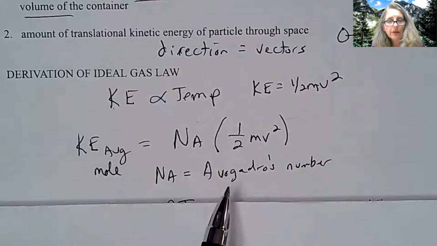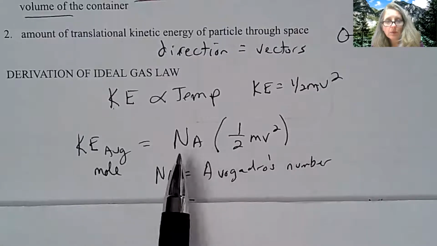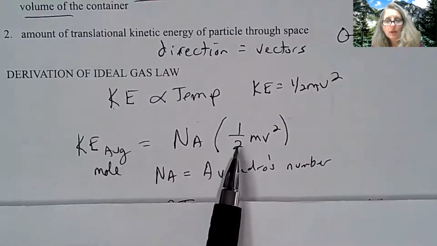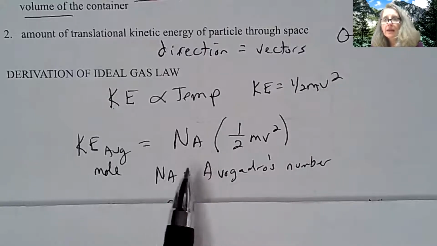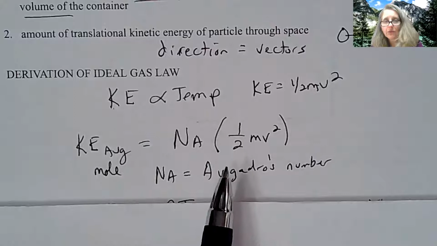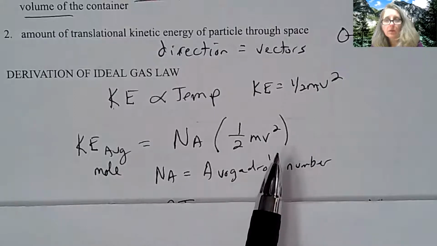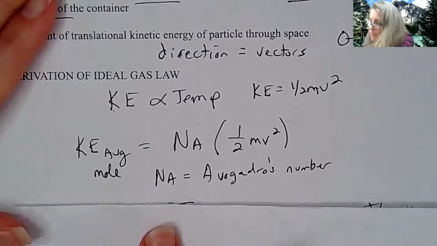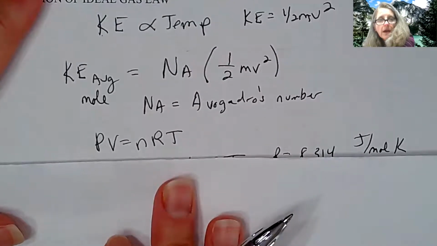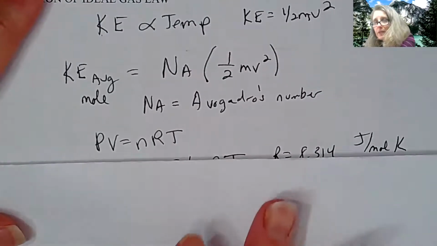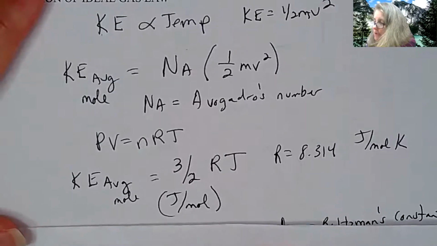So I have to account for what we call Avogadro's number. So I could take kinetic energy, 1/2 mv squared, and just multiply by Avogadro's number. And that's going to be per mole of a gas. Okay, so that's all I'm doing in this equation. Then if I take PV equals nRT, I could derive this next equation, but I'll just give it to you so you can use it.